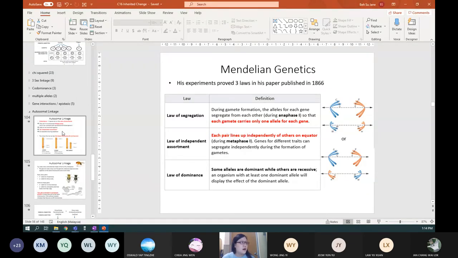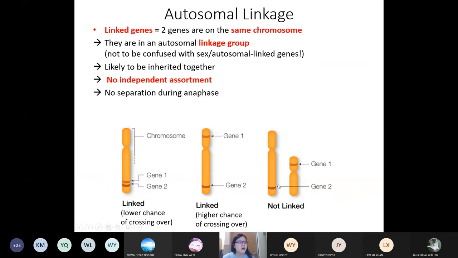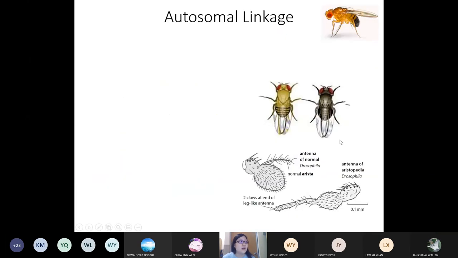Okay, so let's look at how this affects inheritance. We're going to ignore that line first and come back later. Right, so let's do an example. Let's talk about body shape and antennal shape of the fruit fly Drosophila. Now, this is a real example, it's not made up.